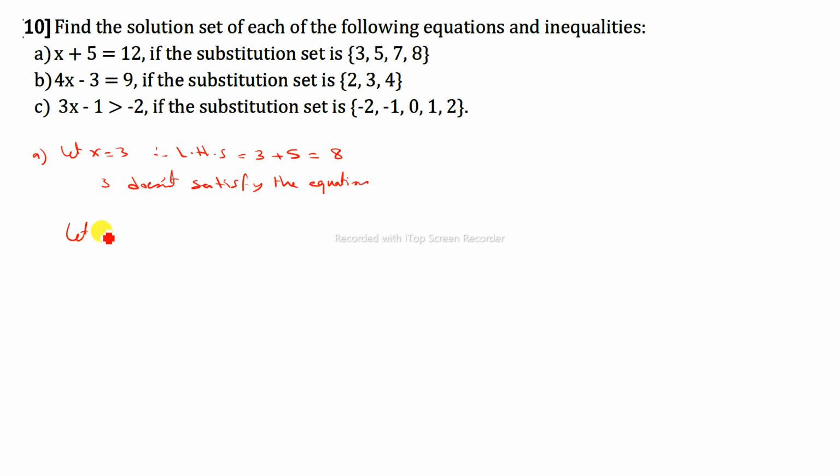يبقى كده let x is equal to 5. نشوف left hand side of the equation x plus 5، هنا this equation x plus 5 is equal to 12. يبقى هنا ايه left hand side x هنا 5 plus 5 is equal to 10, that doesn't equal 12. يبقى therefore 5 doesn't satisfy the equation.